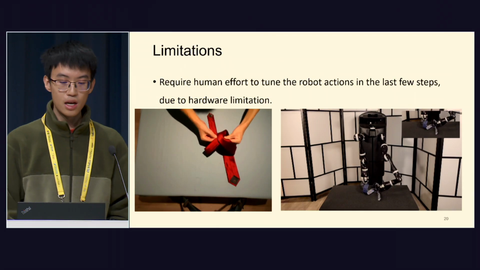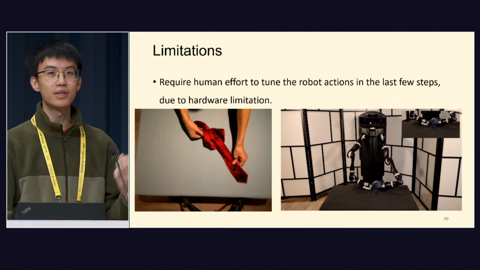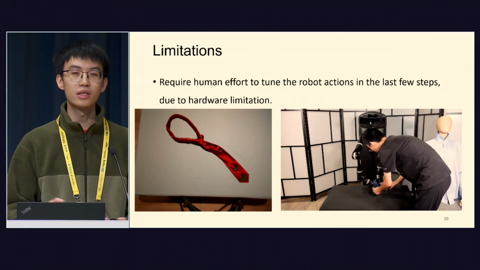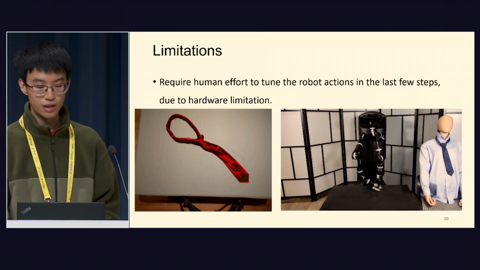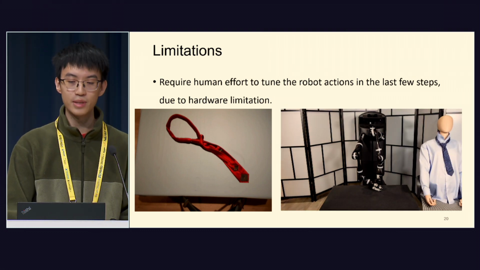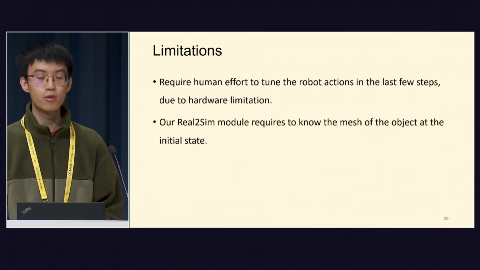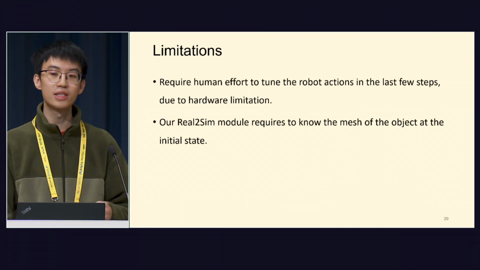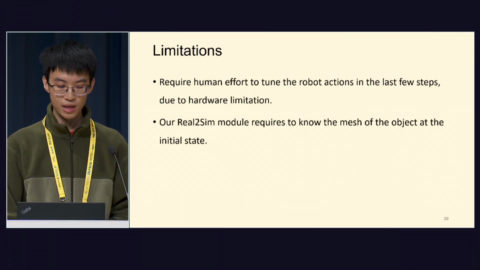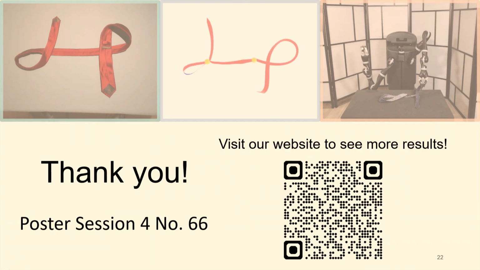Nonetheless, our pipeline has several limitations. First, it requires human effort to tune the robot actions in the last few steps. As you can see in this video, the way the robot knots the tie is slightly different from the human demonstration. That's because of the hardware limitation. And the second limitation is our real-to-sim model requires knowing the mesh of the object at the initial stage, which prevents our pipeline from being fully automatic. Thank you, and welcome to our poster session for further discussion.